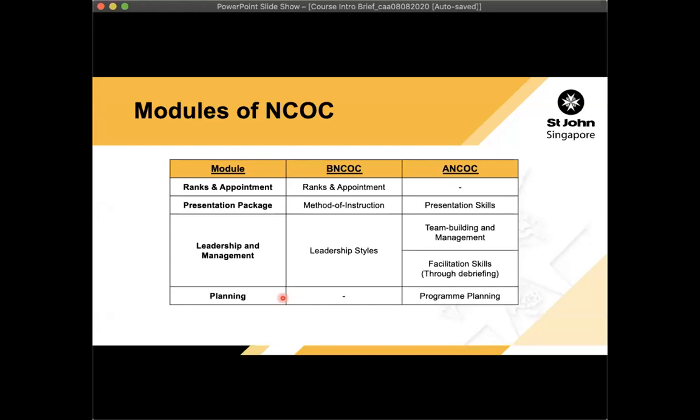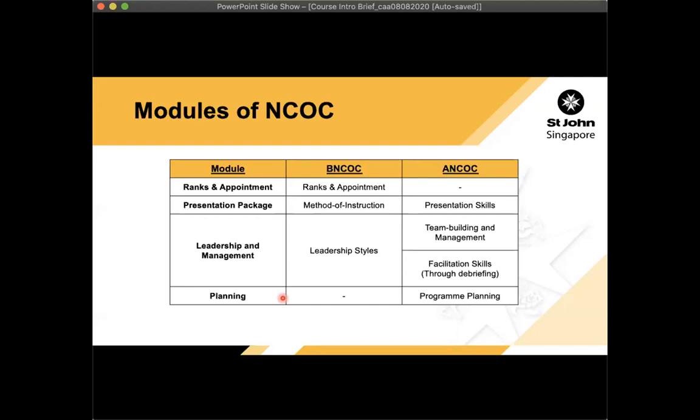Under leadership and management, in BNCOC, we will expose you to very basic leadership styles. These are not definitive, but I think these are good awareness creation for you, so that at this stage and level, you'll be able to understand better and identify with some of these commonly identified leadership styles. We'll take this to a higher level in ANCOC, where we learn more about team building and management, and more about facilitation skills via the use of debriefs.